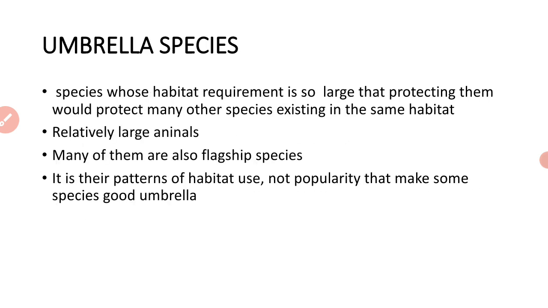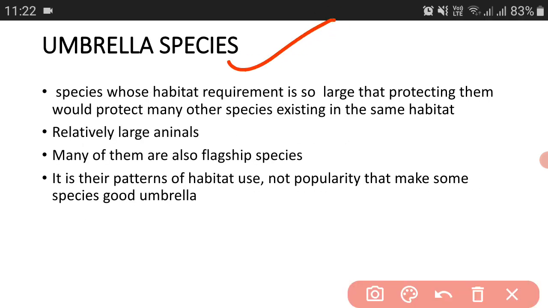Umbrella species are species whose habitat requirement is so large that protecting them would protect many other species existing in the same habitat. Because they are relatively large animals, when we protect them, many other animals living in the same habitat are also protected. So we are preserving the big animal, and with that we are also able to preserve other animals that live in the same habitat.